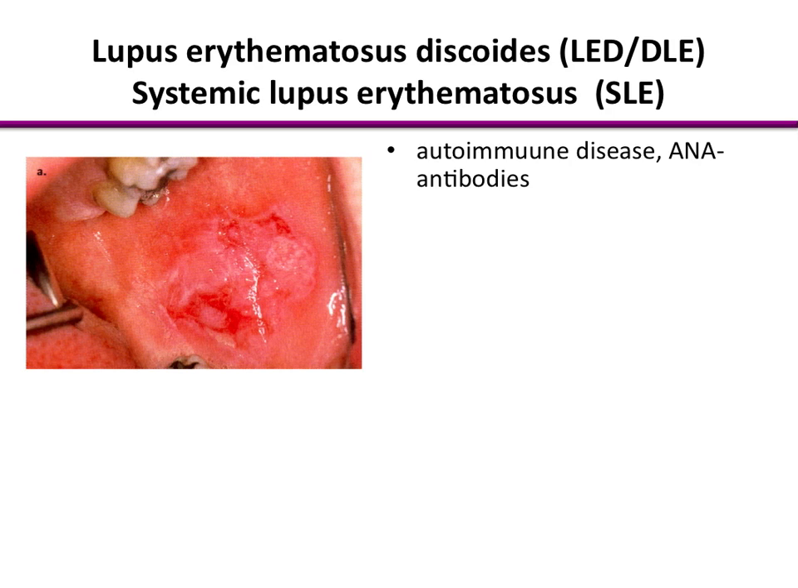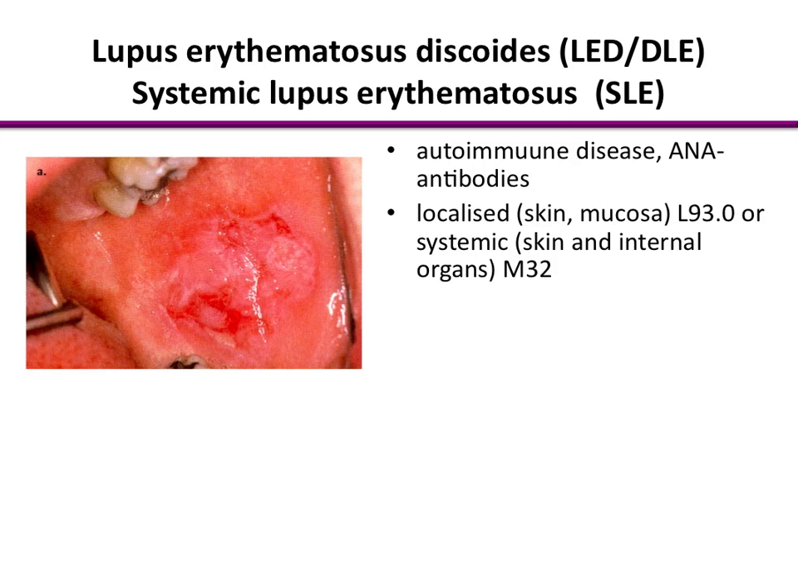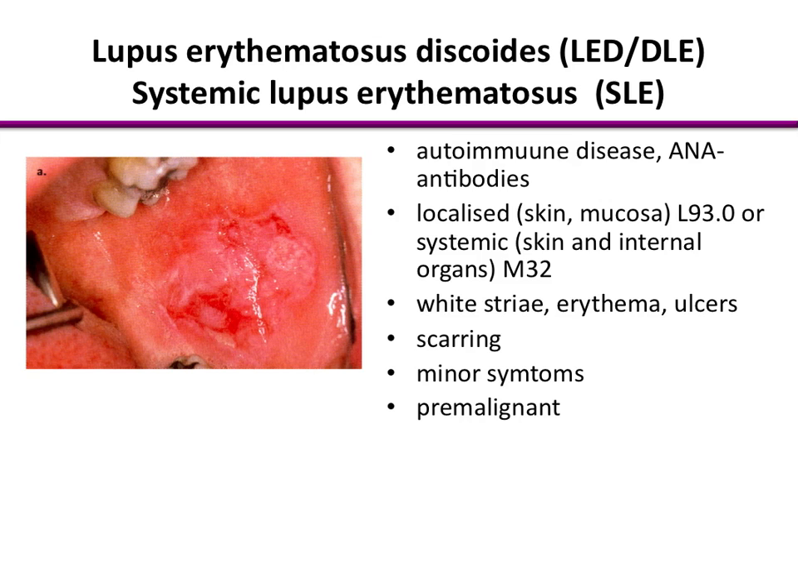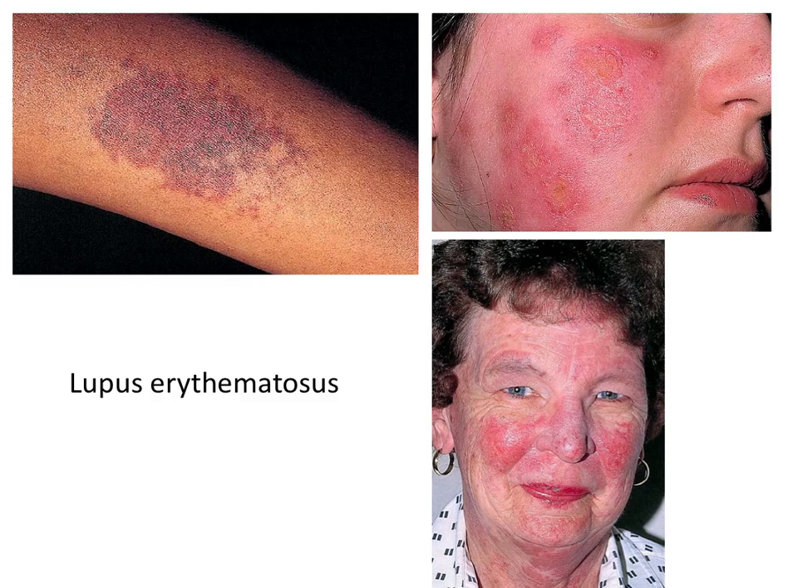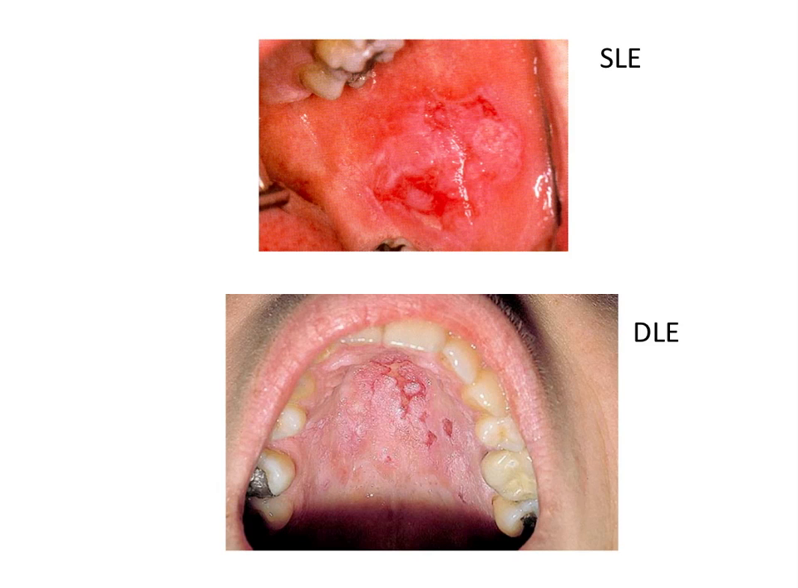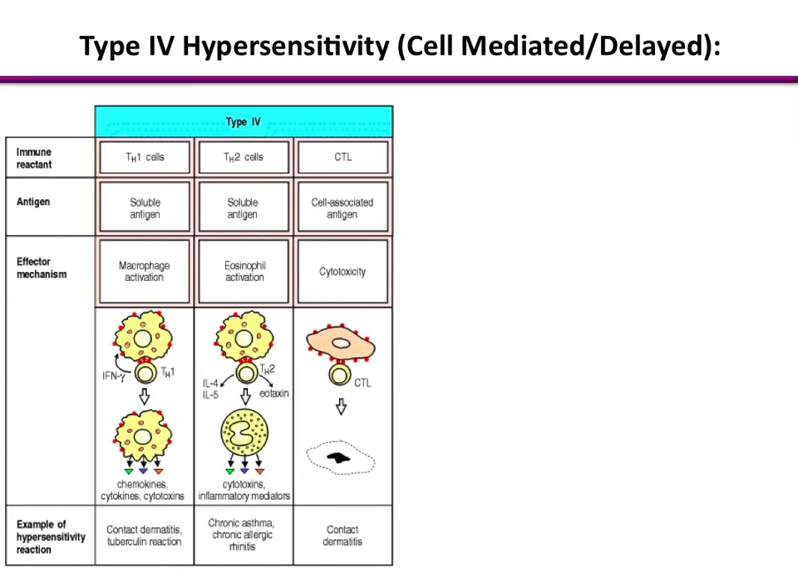This is just the same picture as earlier of SLE, which is really an autoimmune disease where you have antibodies. It's very typically localized. It can be also systemic, and you have white striae, erythema, ulcers, and scarring, and minor symptoms. Generally, it's necrotic, so it's not painful ulceration as such. It is a pre-malignant condition. These are lesions on the skin and in the oral cavity. So that's an example of type 3 in the oral cavity.